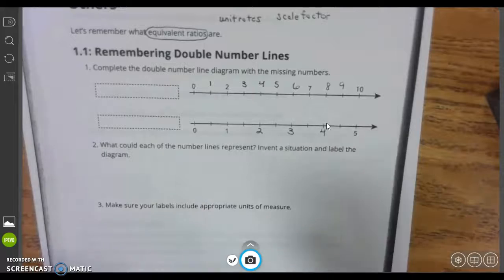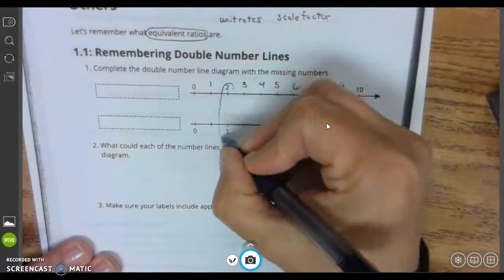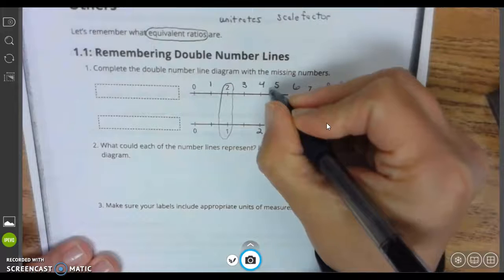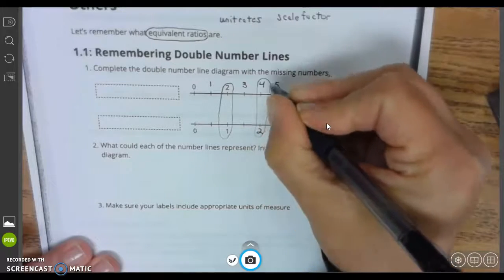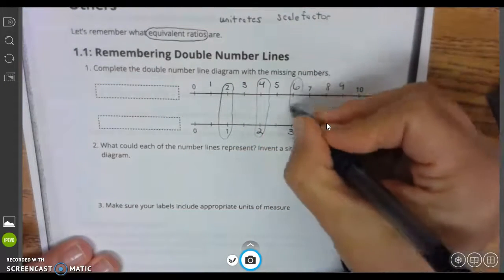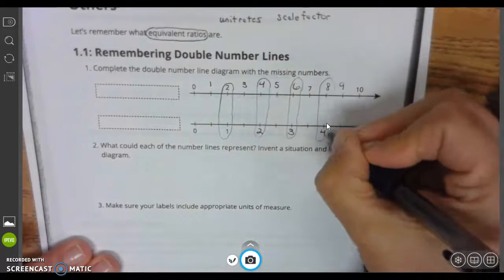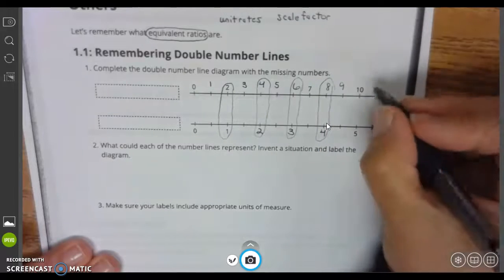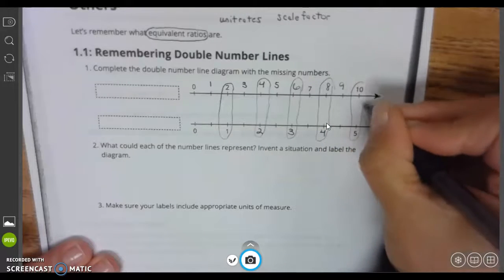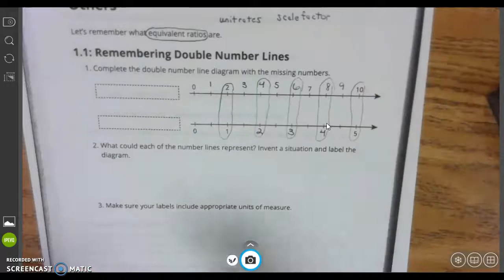Now I can compare these two number lines for equivalent ratios. So 2 over 1 is the same as 4 over 2, which is the same as 6 over 3, which is the same as 8 over 4, which is the same as 10 over 5. So they form a series of equivalent ratios between these two relationships, whatever they are.